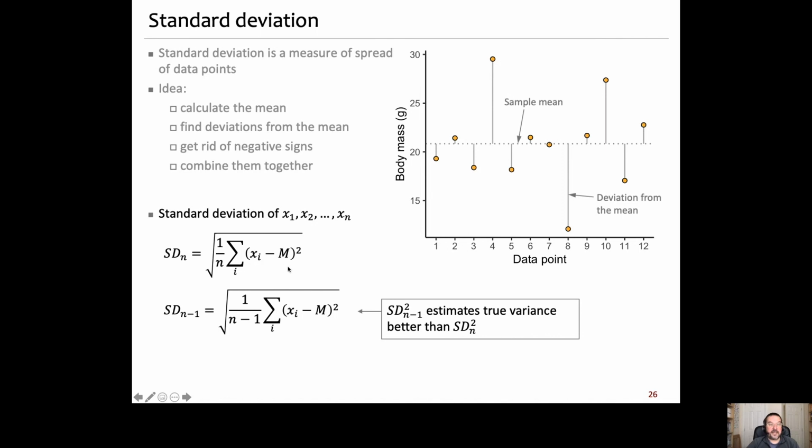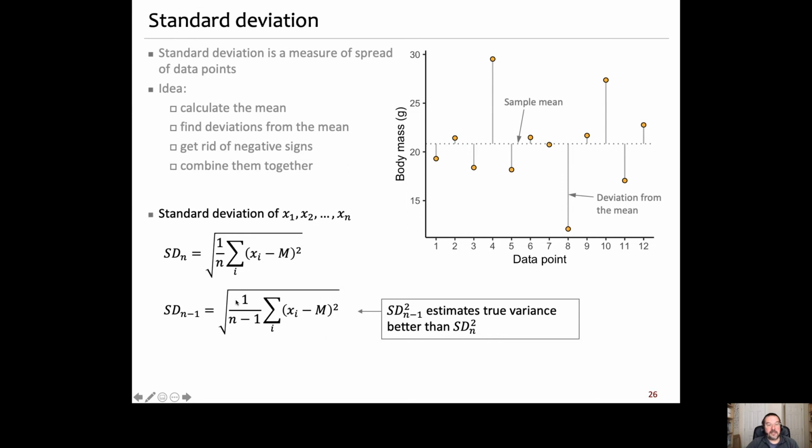What we do here is, as I said, we calculate the mean, it's capital M. We find deviations from the mean, xi minus M, a deviation of data point i from the mean. We get rid of negative signs by taking a square of this and then combine them together. I will calculate the mean and then take a square root again to go back to original units. If your mass is in grams, this quantity will be in grams squared. So you take a square root to go back to original units.